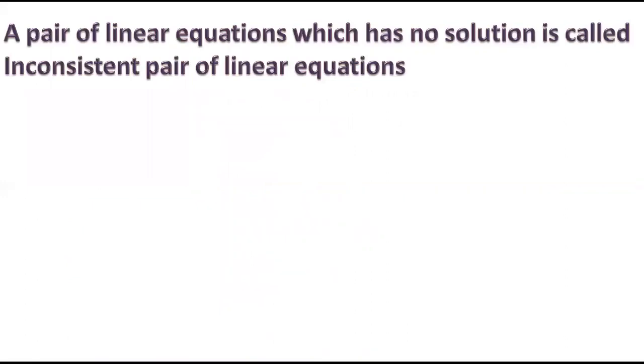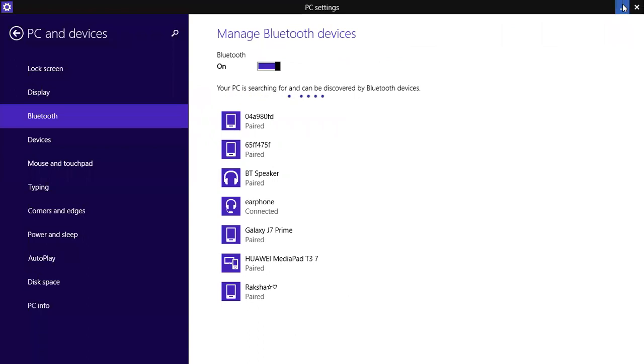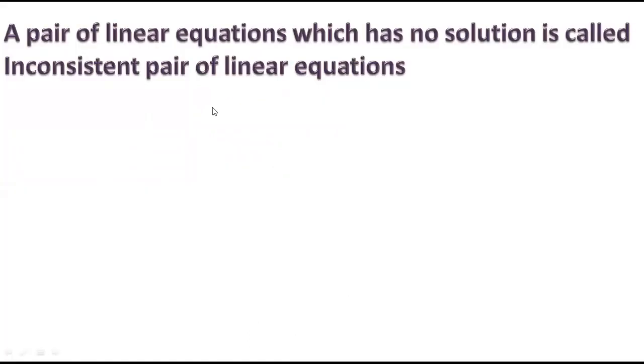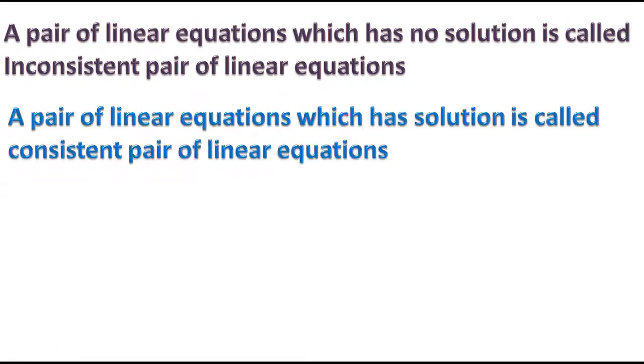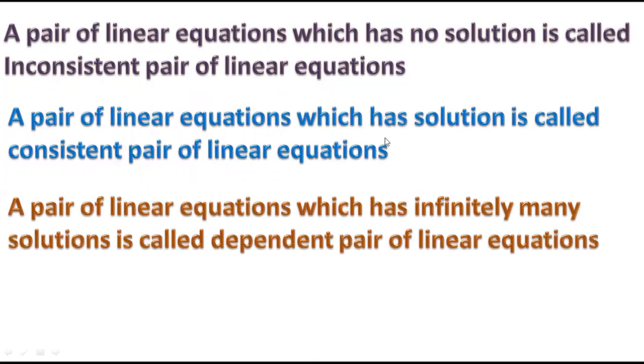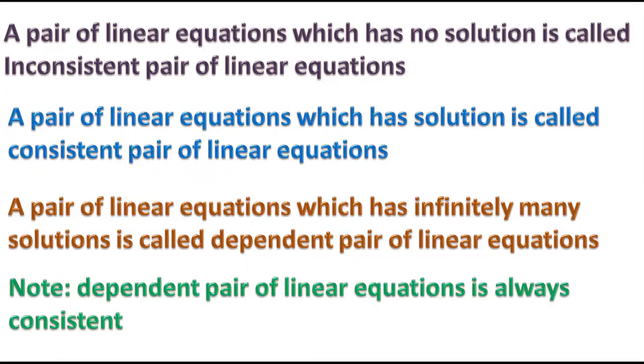Let us see what are consistent and inconsistent pairs of linear equations. A pair of linear equations which has no solutions is called an inconsistent pair of linear equations. A pair of linear equations which has solutions is called a consistent pair. A pair of linear equations which has infinitely many solutions is called a dependent pair. Note that a dependent pair of linear equations is always consistent.